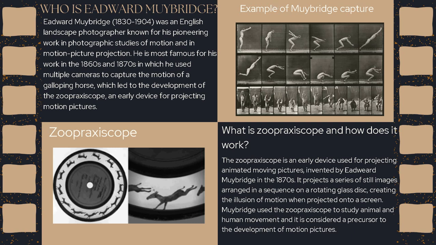Edward Muybridge, 1830 to 1904, was an English landscape photographer known for his pioneering work in photographic studies of motion and motion picture projection. He is most famous for his work in the 1860s and 1870s, in which he used multiple cameras to capture the motion of a galloping horse, which led to the development of the zoopraxiscope, an early device for projecting motion pictures.